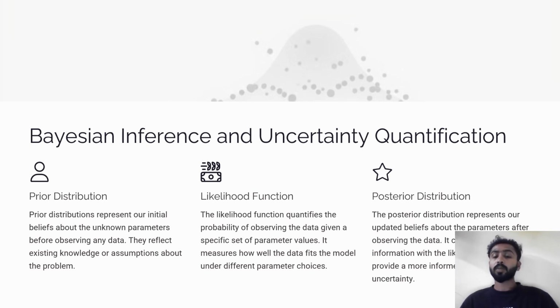And the posterior distribution represents our updated beliefs about the parameters after observing the data. It combines information from the prior and the likelihood function and provides more information on uncertainty.